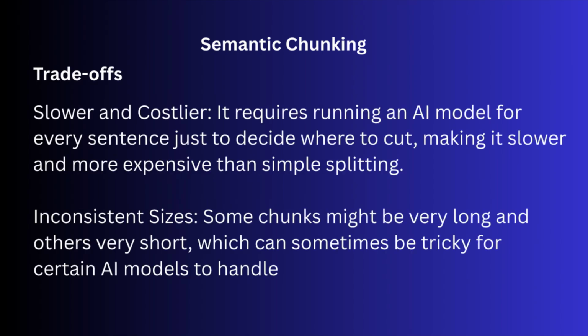Some of the trade-offs of semantic chunking are slower and costlier. It requires running an AI model for every sentence just to decide where to cut, making it slower and more expensive than simple splitting, and also inconsistent sizes. Some chunks might be very long and others very short, which can sometimes be tricky for certain AI models to handle.